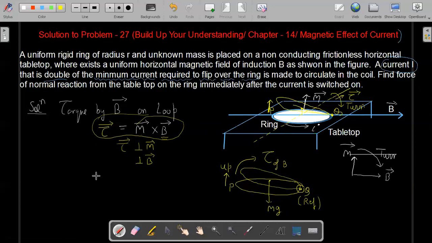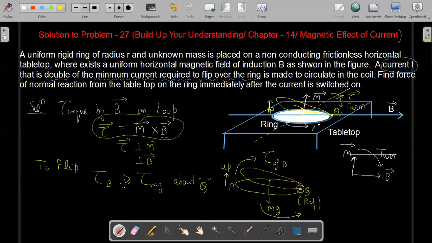M cross B. This torque of the magnetic field, if it exceeds the torque given by the force of gravity mg about point Q, because gravity pulls it down, so gravity will produce opposite torque about point Q. So the criterion to flip is that the torque of the magnetic field should exceed the torque of mg, calculated about point Q, which remains on the table.